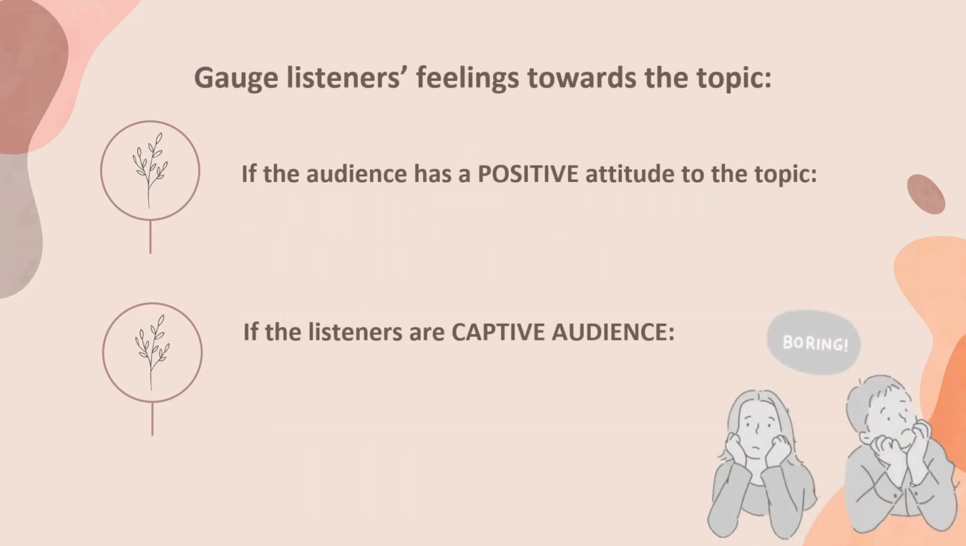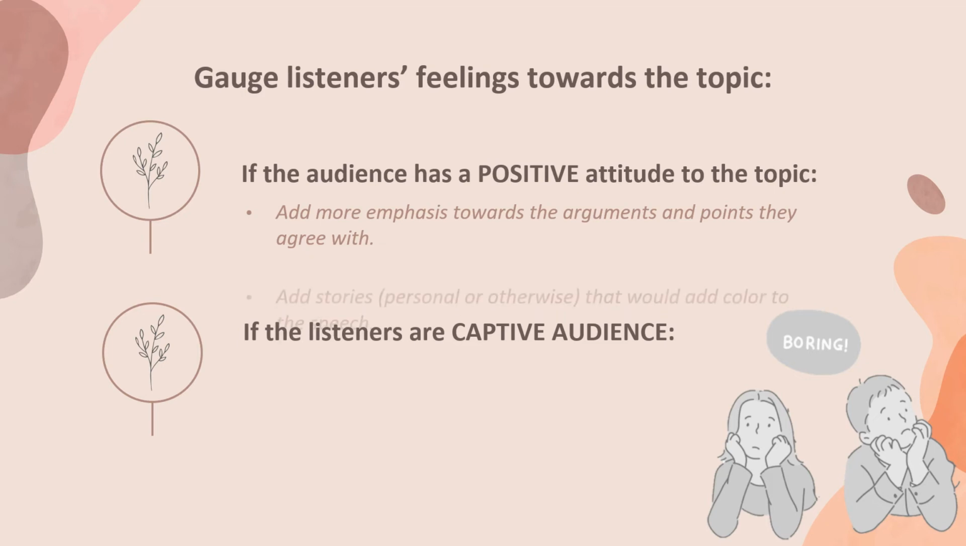If the audience has a positive attitude towards the topic, you can add more emphasis towards the arguments and points that they agree with. And of course, you can add stories. It could either be personal or otherwise. It could be based on a person that you know or an article that you've read. And these stories would add color to the speech. You can play this to your advantage, especially once you find out that the audience is in your favor.